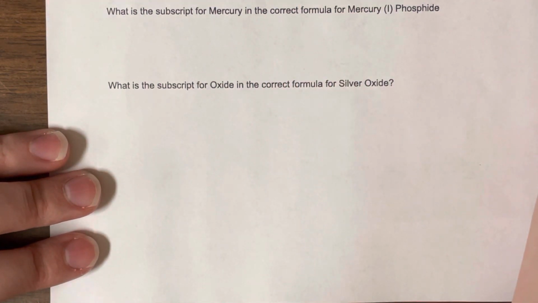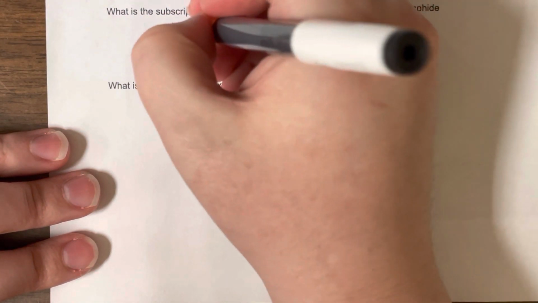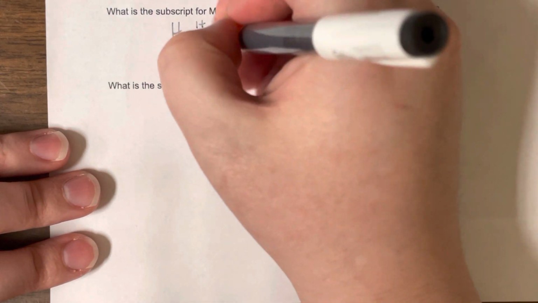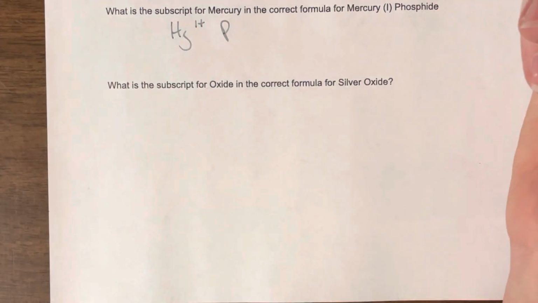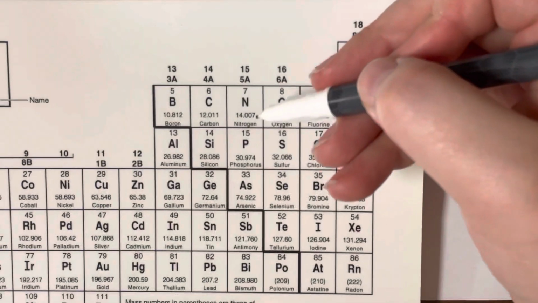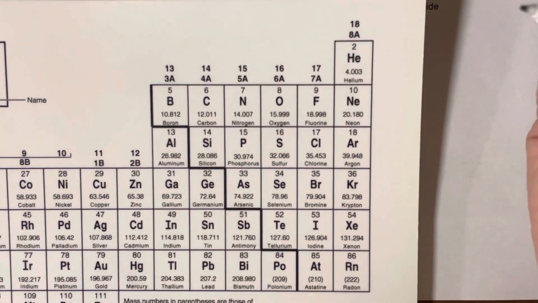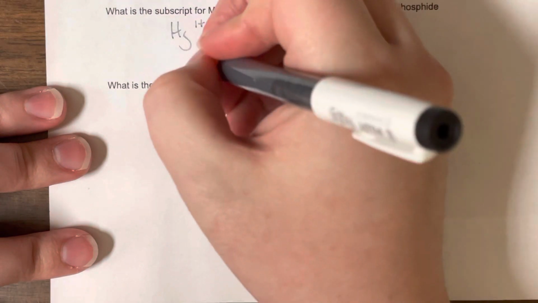What is the subscript for mercury in the correct formula for mercury 1 phosphide? Mercury has the symbol Hg. Mercury 1 means that it has a charge of positive 1. Phosphide is secretly phosphorus. So we have phosphorus, the symbol of P. Phosphorus is in column 5, which means that I have 5 valence electrons. I have 5, but I want 8, so I would steal 3. Stealing is bad, so I have a charge of negative 3.